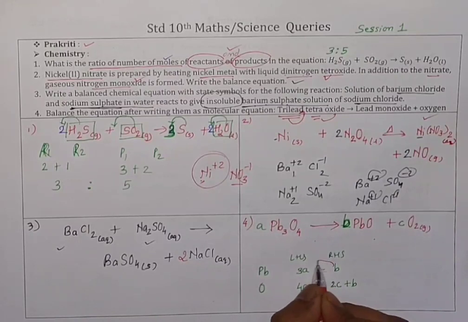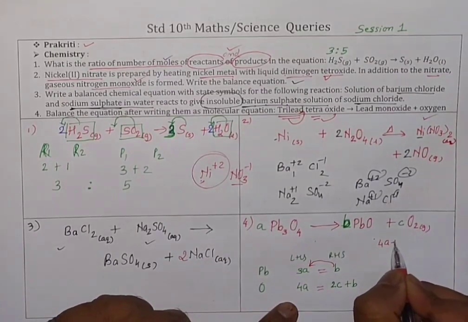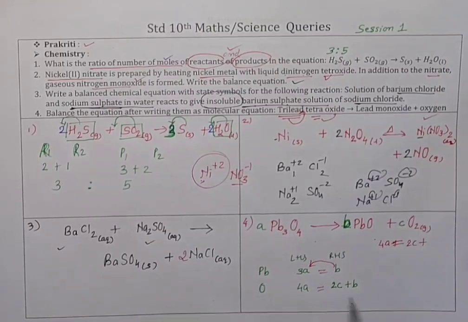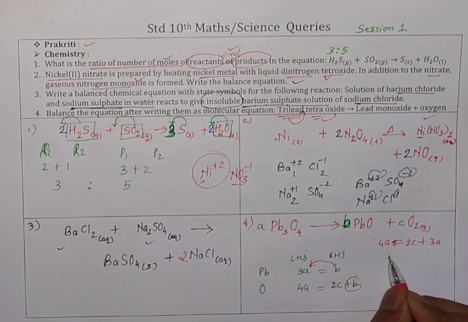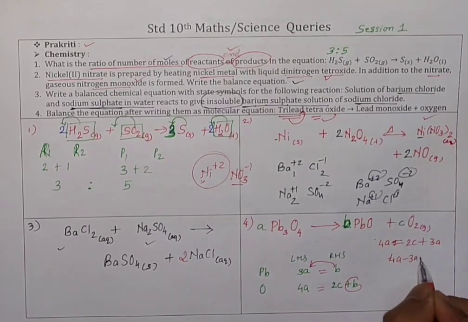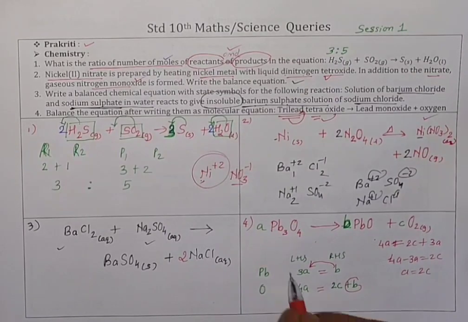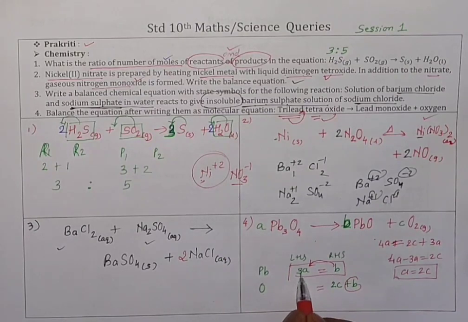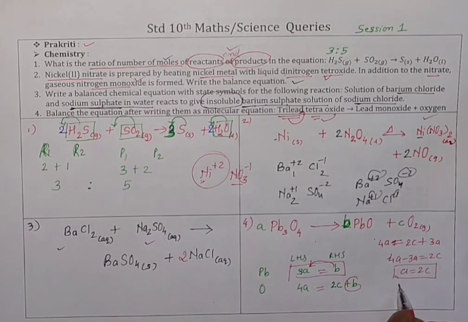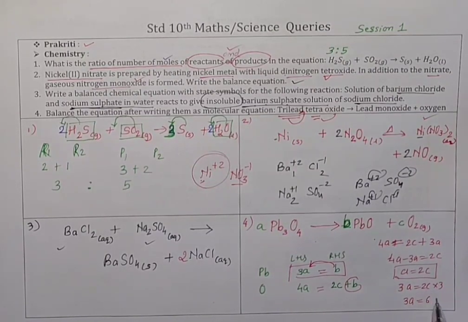So from here you are getting the value of B in terms of A. So what you got? Second equation: 4A is equal to 2C plus B. But in place of B, I am writing 3A. So 4A minus 3A is equal to 2C. So A is equal to 2C. You got two relationships, right? Here it is 3A, so I am multiplying 3 on both sides. So 3A is equal to 2C into 3. So that makes 3A equal to 6C.